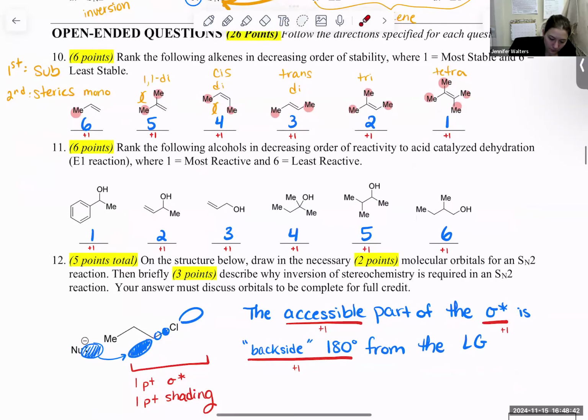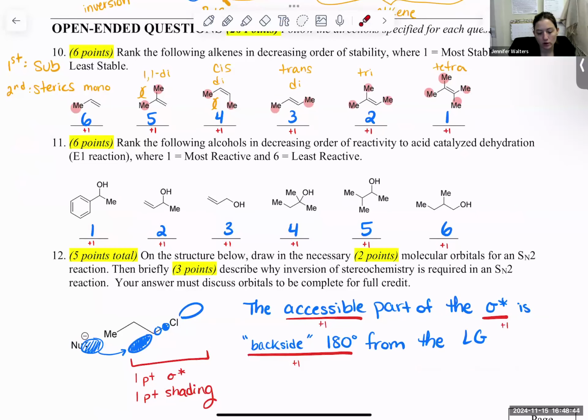Number 11. Rank the following alcohols in decreasing order of reactivity to acid catalyzed dehydration, E1 reaction, where most reactive, least, okay, whatever. E1, we're looking at carbocation stability, right? So for these, again, they are all going to have the same potential leaving group. The acid catalyzed is telling me that we're going to protonate the alcohol. Dehydration says that we're going to lose water. So we're going to end up losing that protonated alcohol and it'll be forming the double bond.